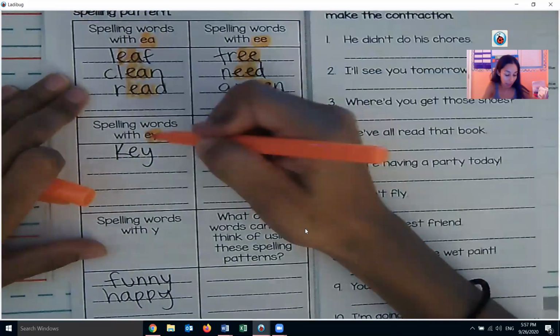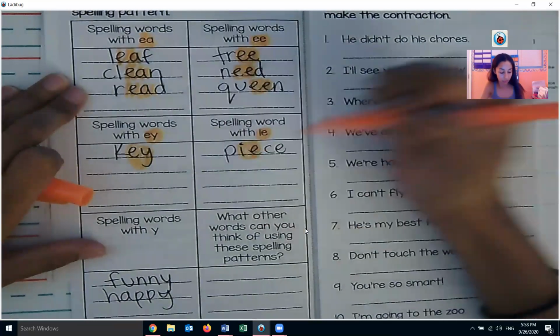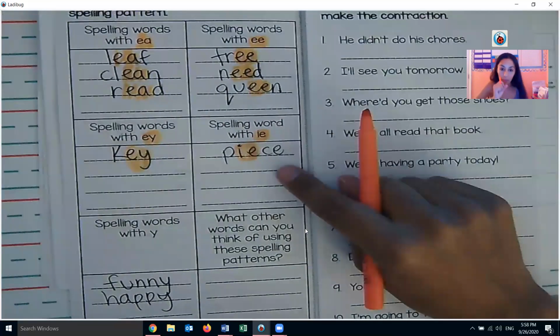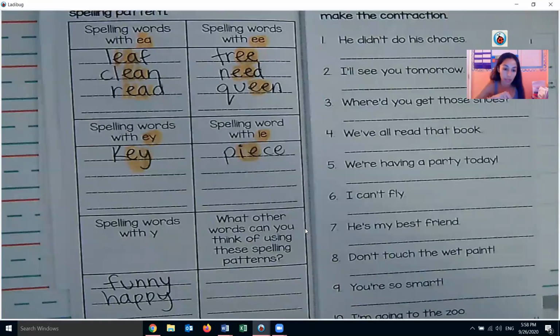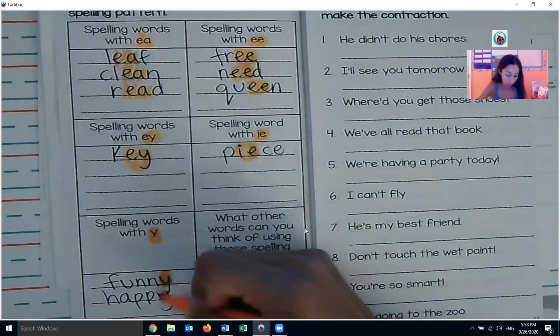EY, we have key. IE, we have piece. And this is like a piece of paper or a piece of gum. A piece, not like peace, world peace. Funny, Y. And happy, also just Y.